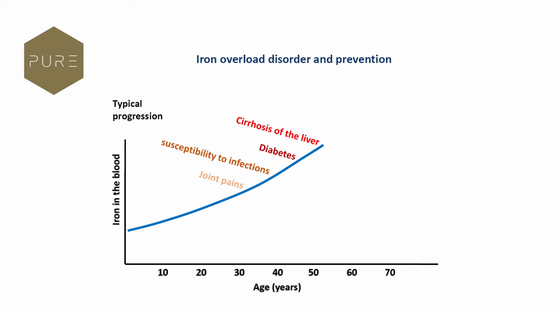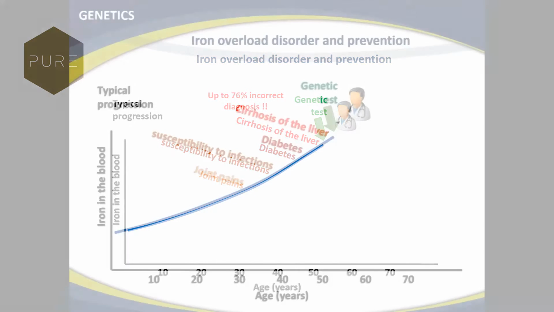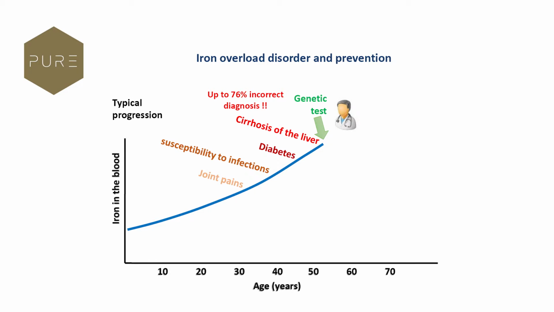Now a doctor will usually find, this is what happens now, at some point that these symptoms are indicative of hemochromatosis. That's the technical name of iron overload disorder. And then he will do a genetic test, and this will confirm, yes, there's a genetic variation. However, this is unfortunately still a rare occurrence because 76% of diagnoses are wrong.